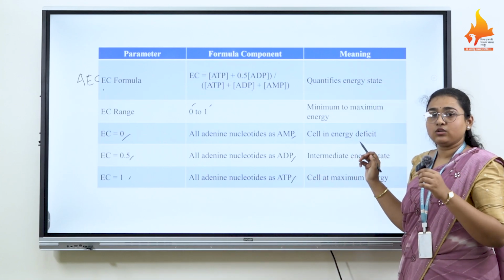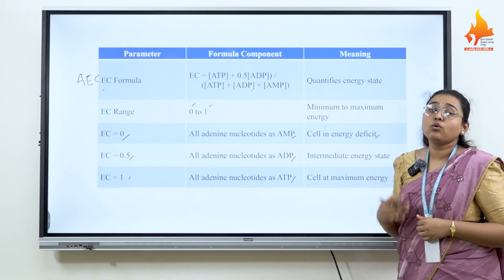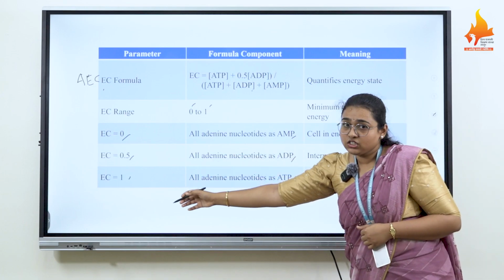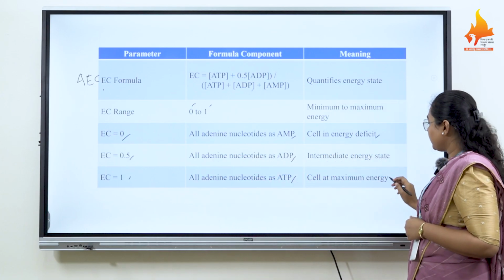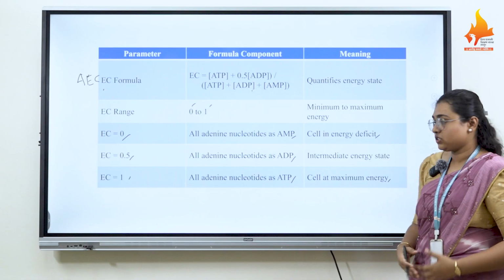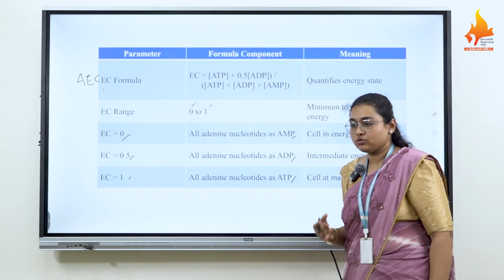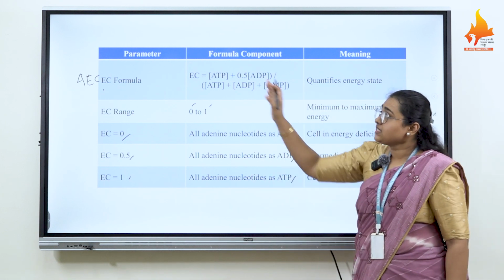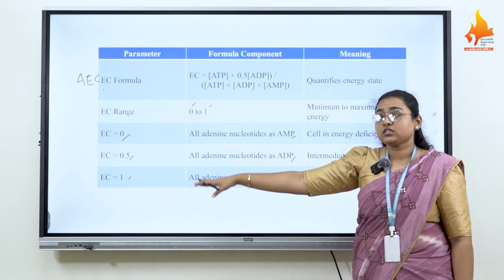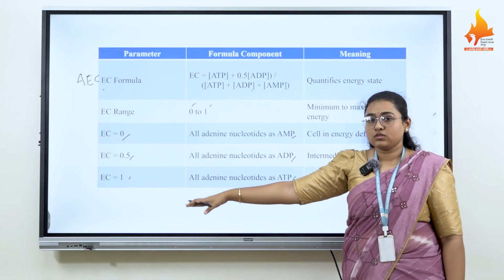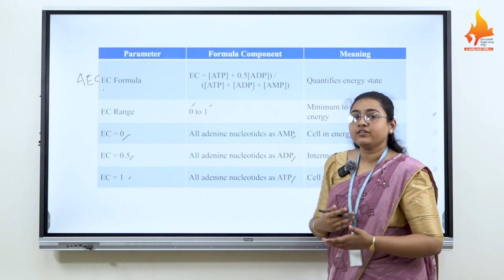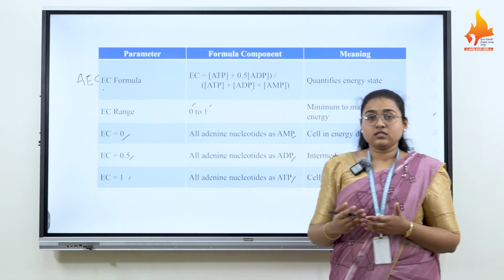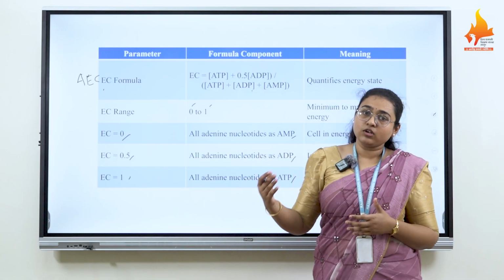If the energy charge value is 0, then the cell needs some more energy because the cell is energy deficient. If the energy charge value is 1, that is maximum, then the cell does not need any further energy. The cell has the maximum energy to conduct various functions at the cellular level. So these are the parameters of the energy charge proposed by the scientist Atkinson. There is also a graphical relation between the energy charge and the relative metabolic rate, that is, the catabolic reaction rate and the anabolic reaction rate.